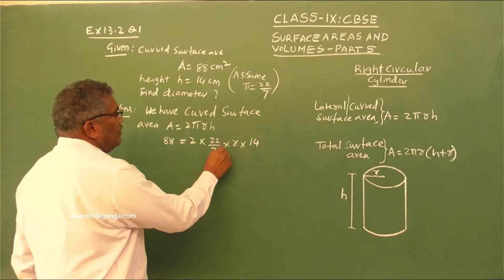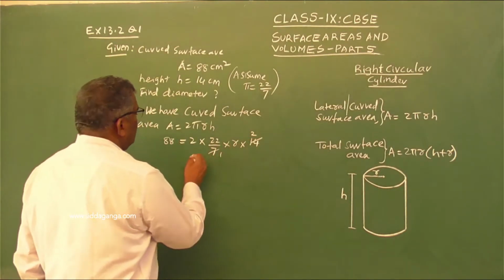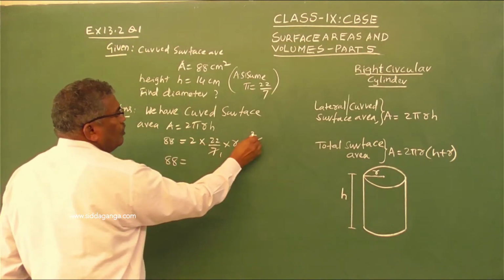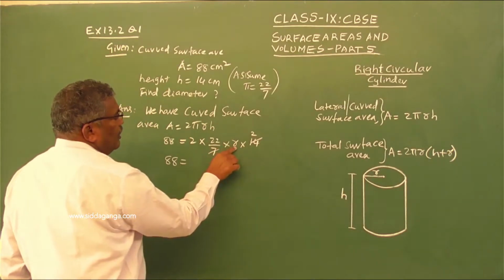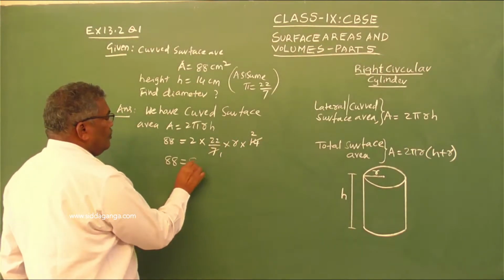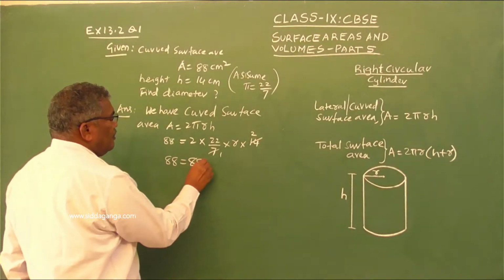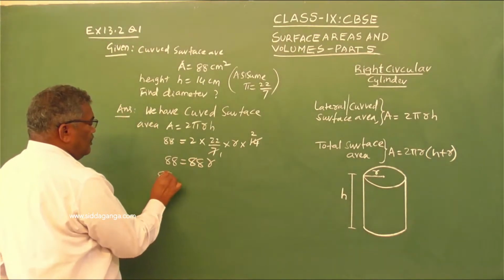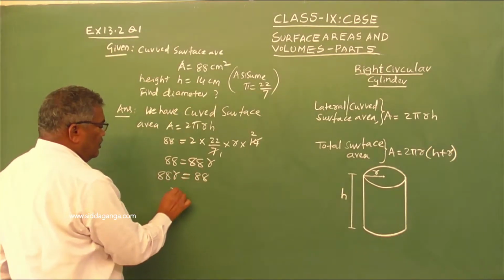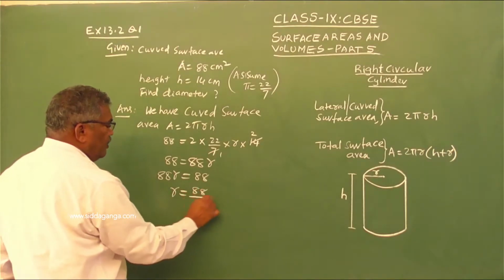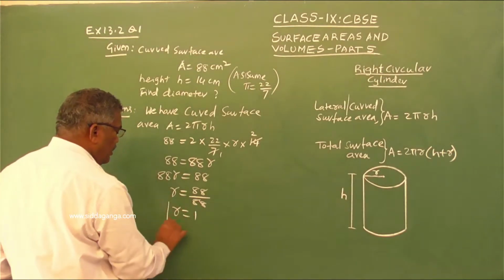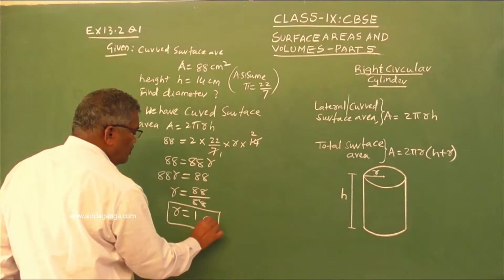Now 7 ones are 7, 7 twos are 14, this will get cancelled. You will get 88 equals 2 into 22 into 2, multiplied by r. 2 into 22 is 44, 44 into 2 is 88. So you will get 88 r. I will write in the reverse order: 88 r equals 88, or r is equal to 88 by 88. So r is equal to 1. So radius is 1 centimeter.